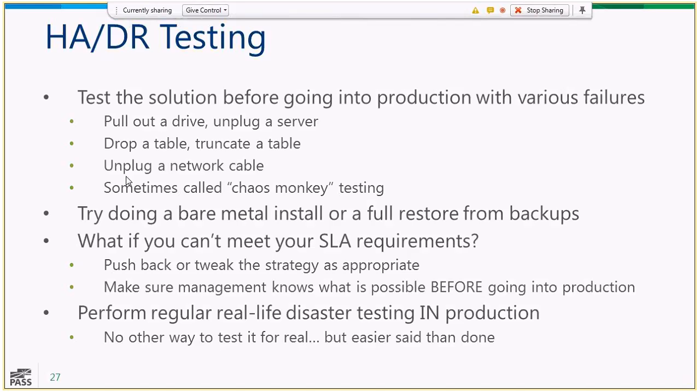And then try doing a full restore from your backups. A lot of people don't ever really do that until it's an actual crisis, and then they have a lot of problems and it takes them longer than it otherwise would have. And if you can't meet your RTO SLA requirements when you practice this, you need to push back and say, wait a minute, even though we agreed to a 2-hour RTO, as we've practiced this, we figured out we just can't do it because of these reasons.